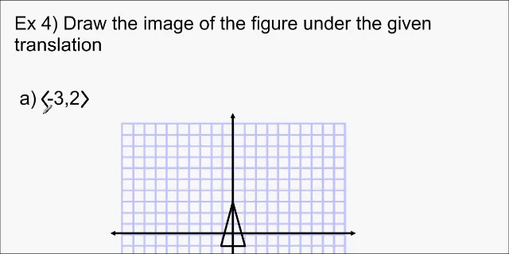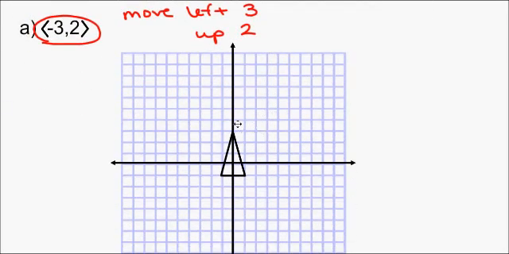So you see that this is written in component form, which means that each point is going to move left 3 and up 2. We're going to do that with each vertex of this triangle. So my points here are 0, 3, 1, -1, and -1, -1.